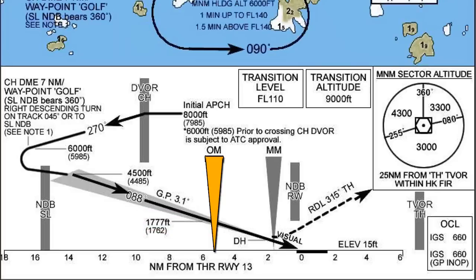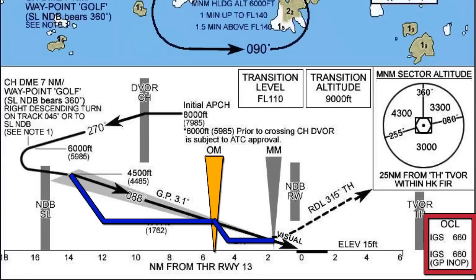The second reason for the outer marker being placed where it is is that we can actually do this approach without the glide slope. We can do this approach as a step-down descent. And just in case our airplane does not have a glide slope, at the point we intercept our localizer at 4,500 feet, we can start a descent down to 1,770 feet until we reach the outer marker. Upon reaching the outer marker, we can start a descent down to our decision height, which is 660 feet, until we reach the middle marker.